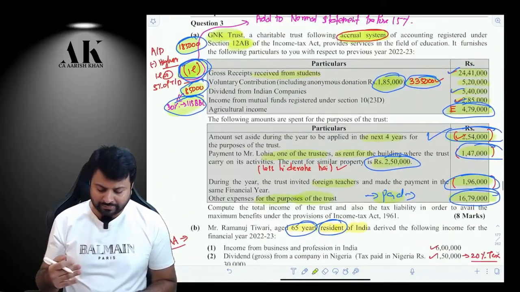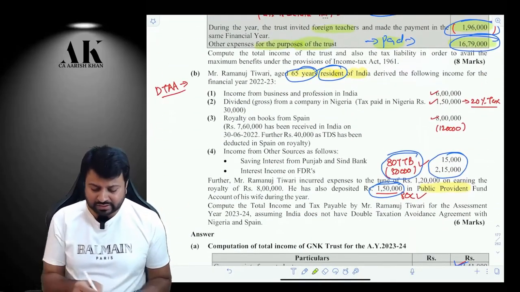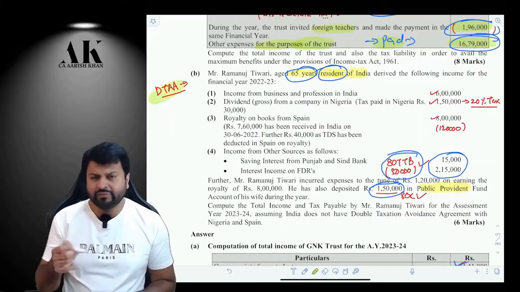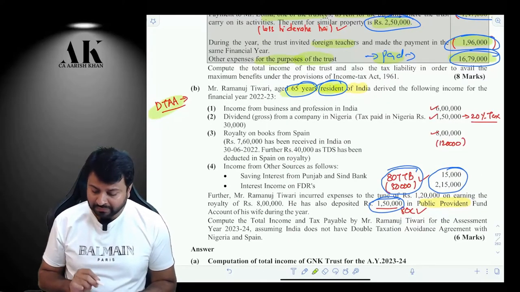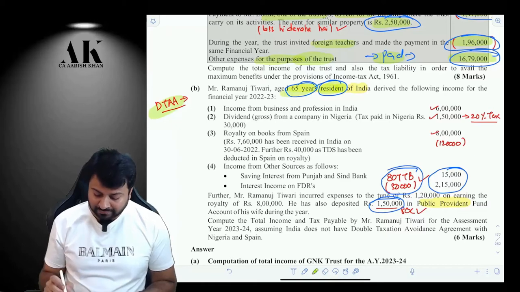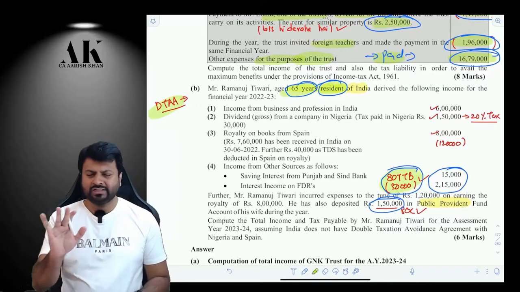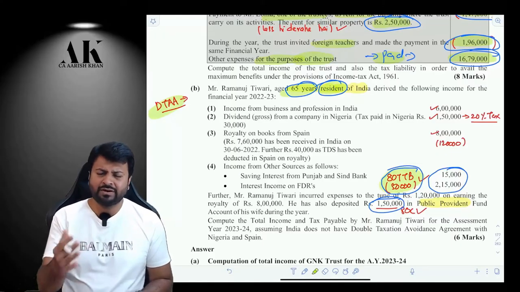Okay. Now coming to the next question. Next question is a very routine question of DTAA. I'm not much interested in that. There are a few important points which I would like to address. The SSC is a resident. SSC is 65 years old, and therefore the SSC would be subject to what? Will be subject to 80TTB benefit under the income tax law of 50,000 rupees. That is the only important thing which I would like to tell you in this question. Apart from that, it's a routine question.